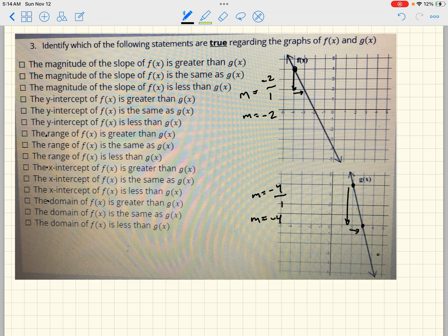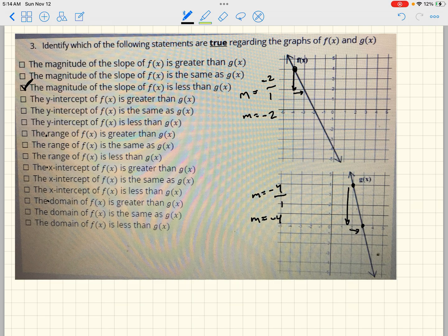Now, which one of these has a bigger slope, a steeper slope? As you can see, the second one is steeper than the other. So the magnitude of the slope of f(x) is less than g(x). This one's flatter. This one is a steeper slope. It's a bigger slope. All right, now let's look at the y-intercepts.